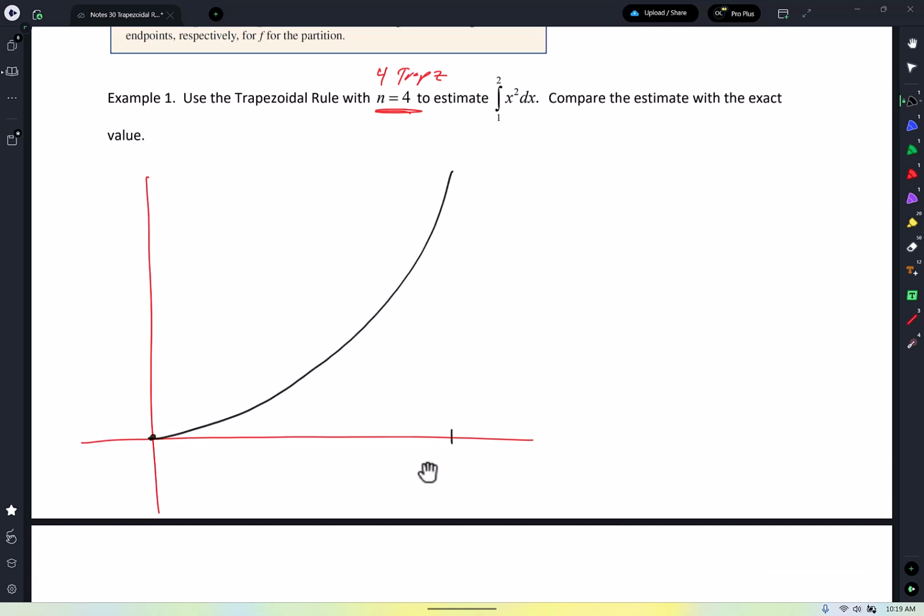I'm going to say here's 2, and here's 1. So if they want 4 trapezoids, I'm going to go boop, boop, boop. 1, 2, 3, 4. Don't worry, all the delta x's are 1/4, right? Because you have 4 trapezoids: 2 minus 1 divided by 4. All right, check it out. Put a point, boom, and put a point. You're going to go boom, boom, boom. Point.